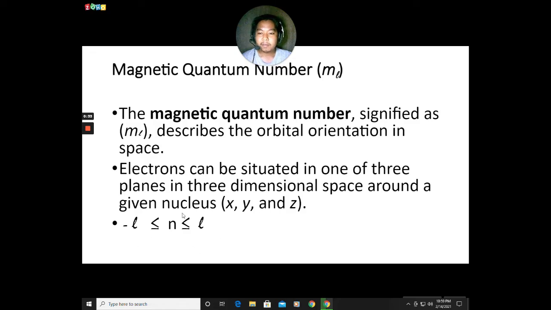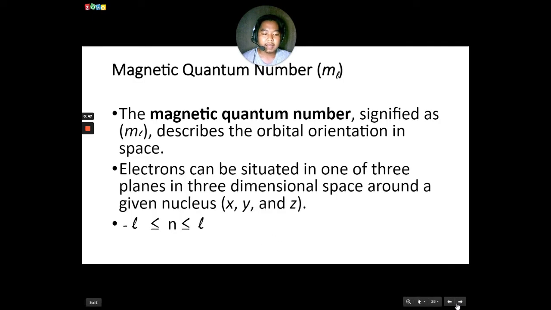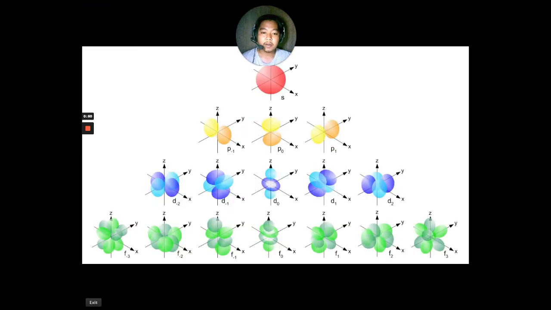And the formula for the magnetic quantum number is negative L is less than or equal to m sub l, which is less than or equal to positive L. Let's try to understand that by looking at these images. We've learned that there are possible orientations in shapes for each orbital. S, being a sphere, will only have one. P, being a bow tie, or two connected oval shapes, could have 3. D could have 5. F could have 7. This tells us the possible magnetic quantum numbers.